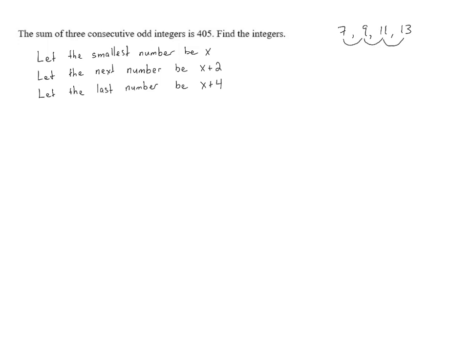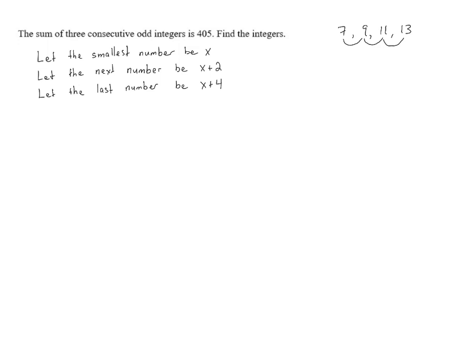Notice that our let statements are exactly the same as the last problem when we were looking at 3 consecutive even integers. It doesn't matter if we're looking at consecutive even integers or consecutive odd integers. We're always going to have x, and then x plus 2, and then x plus 4, and then x plus 6, and x plus 8, if we have more. Because we're always adding 2 to get from an even integer to the next even integer, or from an odd integer to the next odd integer.